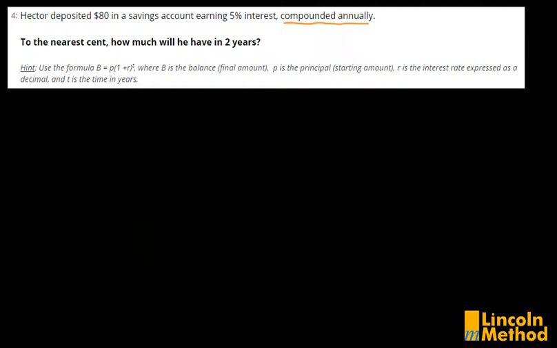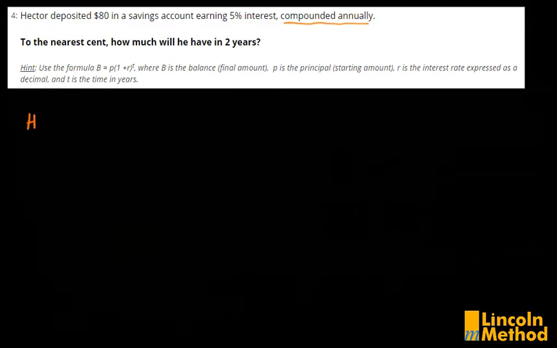When we say that the interest is compounded, what that means is that it's added on to the principal, and for the following year the principal is going to be the amount that we had in our account and the interest that we earned on it.